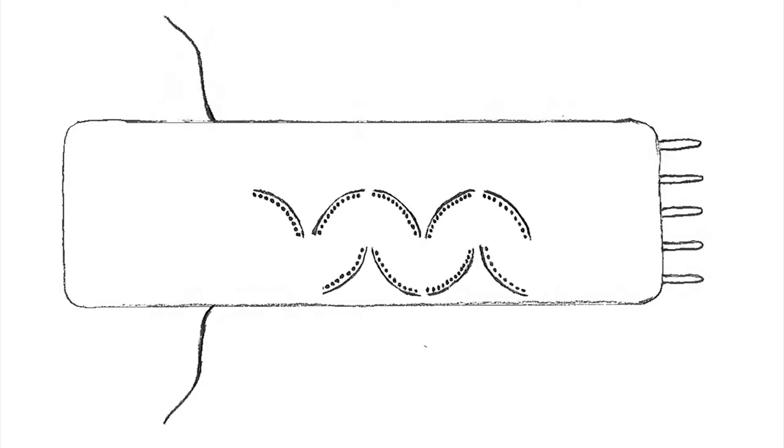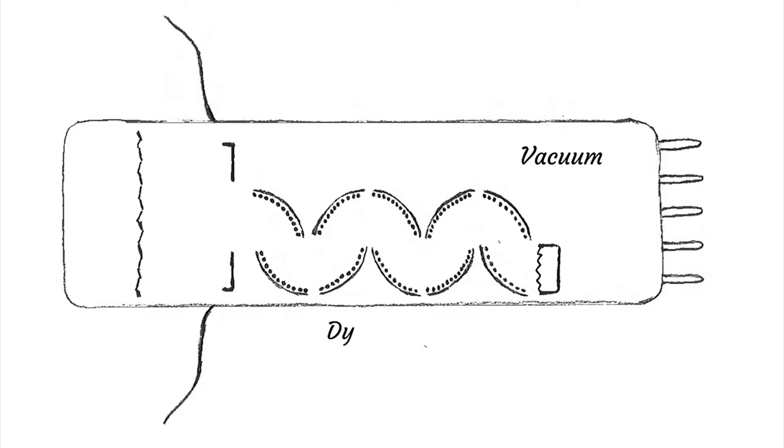So now we have an electron. But we still need to be able to generate a strong enough electric signal that our computer can record. And that is what the tube is for. Inside the tube is a vacuum. And there are dynodes. Dynodes are a kind of electrode. Sorry, another fancy physics term.